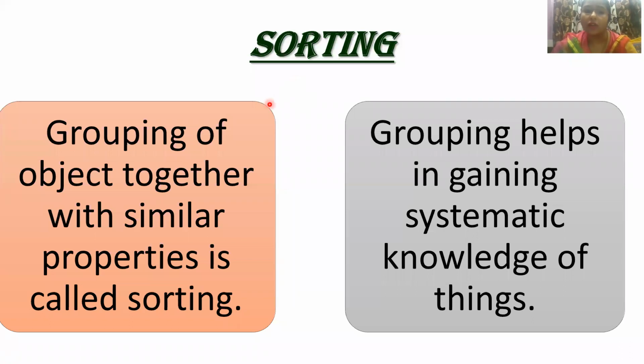Now we will see sorting. What is sorting? The grouping of objects together with similar properties is called sorting. When we keep objects together which have similar properties, it is known as sorting. Grouping helps in gaining systematic knowledge of things. If we do sorting, we get systematic knowledge.